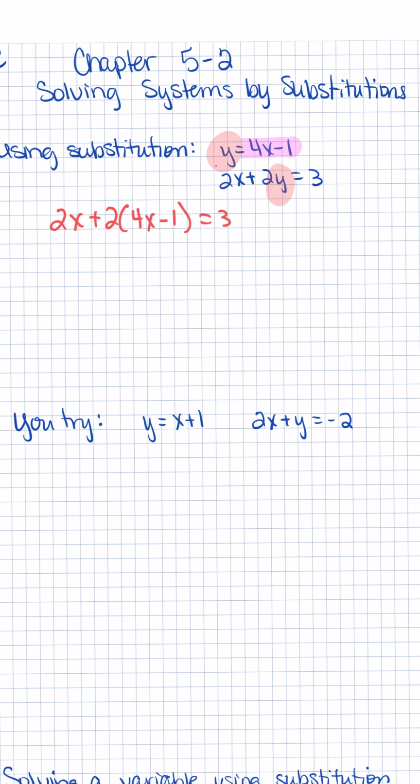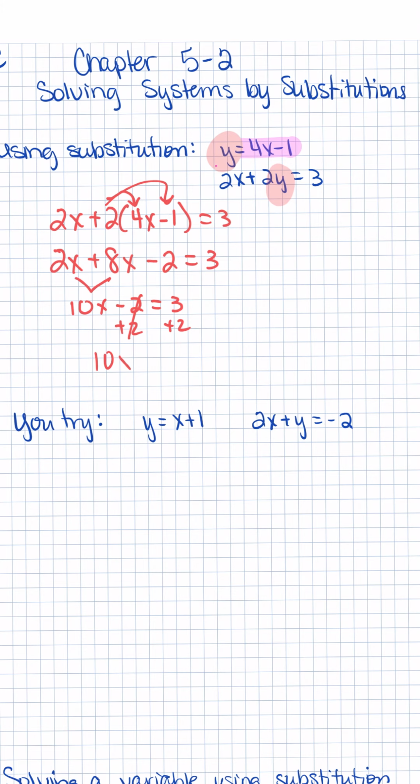Let's go ahead and use the distributive property. Get this distributed into both of these. So 2x plus 8x minus 2 equals 3. Combine like terms. 10x minus 2 equals 3. Let's isolate the x. Add 2 to both sides.